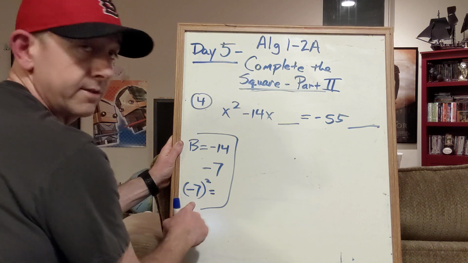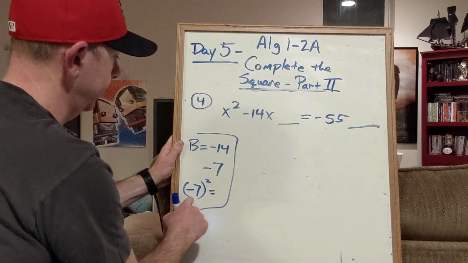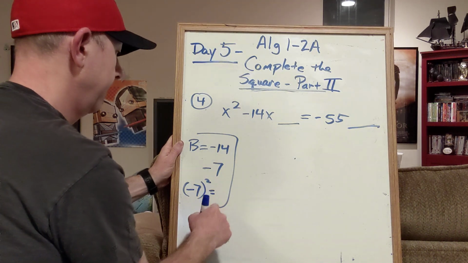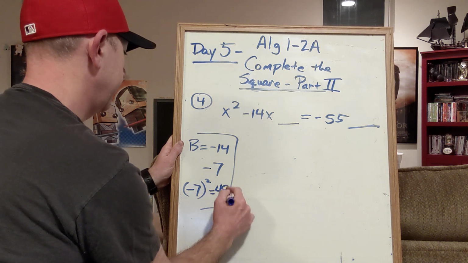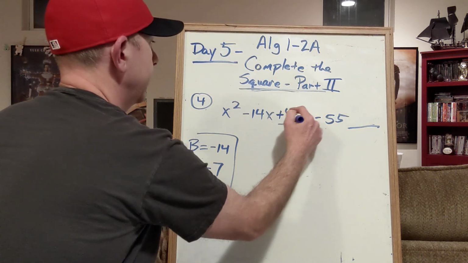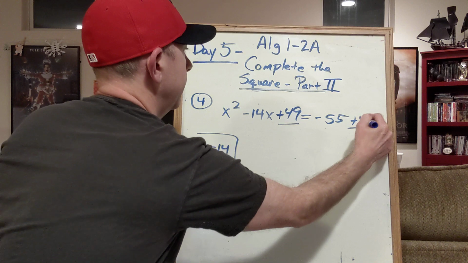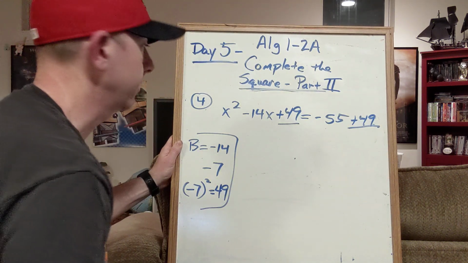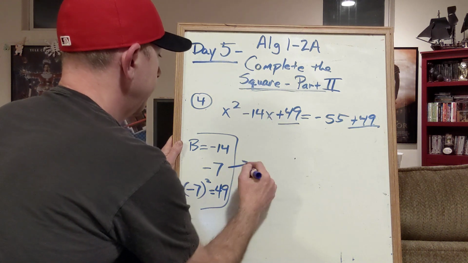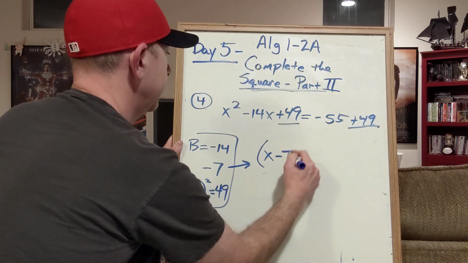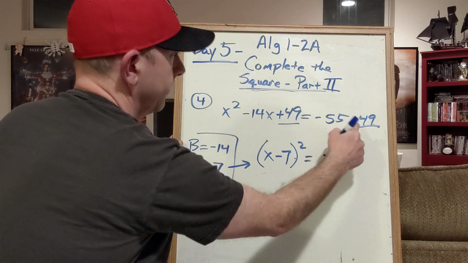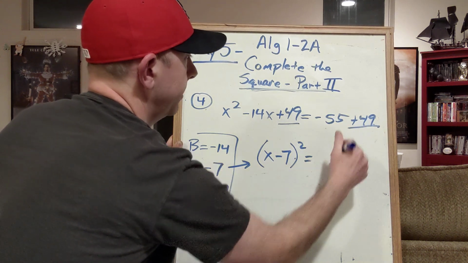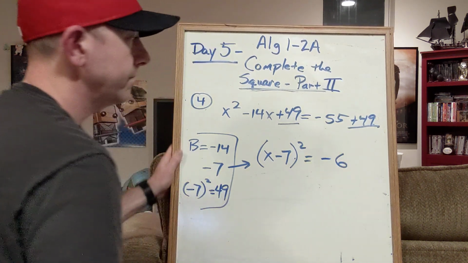Again, if you type it like this in your calculator, you'll be okay. If you just do negative 7 without parentheses, you'll get a negative here, which is not correct. We get 49, so that's positive 49. Now what happens here, I think you guys are going to like this because it turns into less work. We still got to do this part. We get x minus 7 squared, but over here, negative 55 plus 49 is negative 6.